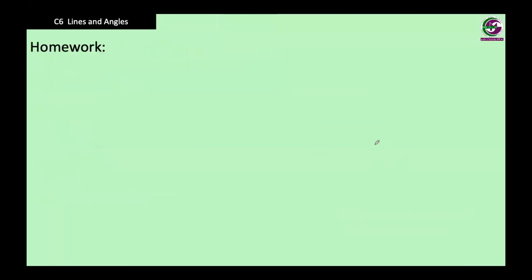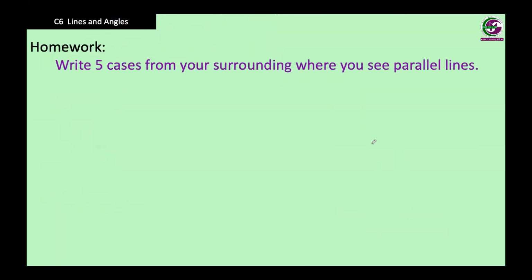That's all for this period. Now the homework. From your surroundings or from your daily life, take 5 cases where you can see parallel lines.